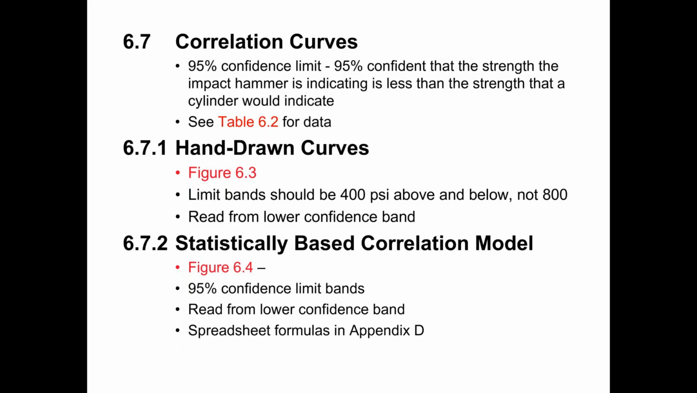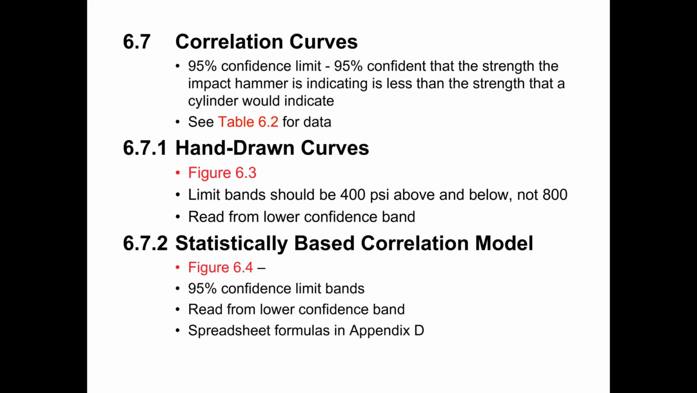Another way of developing a correlation curve, which if you don't want to go through the hassle of setting up a spreadsheet, is just to do it by hand. And depending on how much data you've got, by hand may be quicker and easier than doing it by computer. So a hand-drawn correlation curve is shown on page 6.9 in figure 6.3.